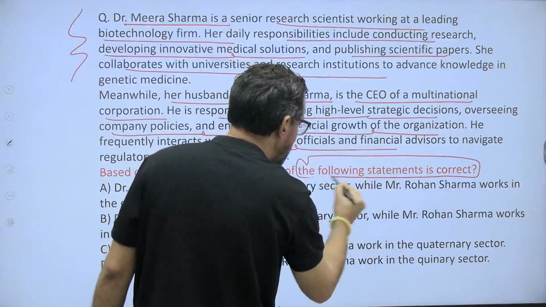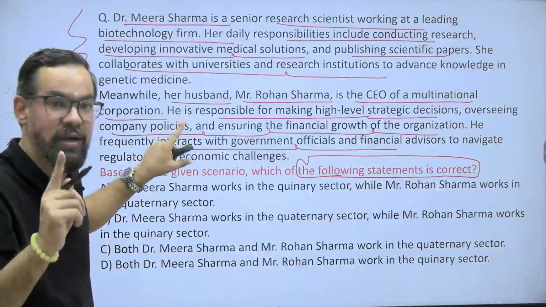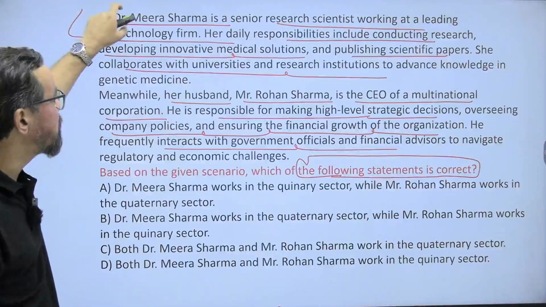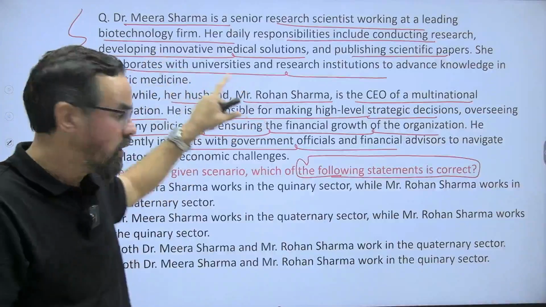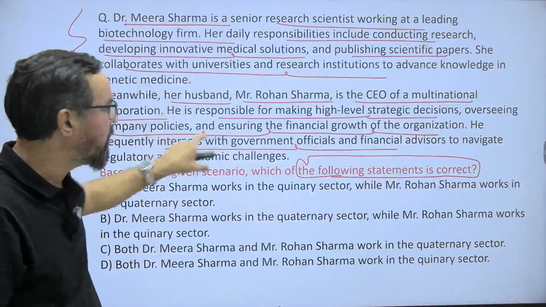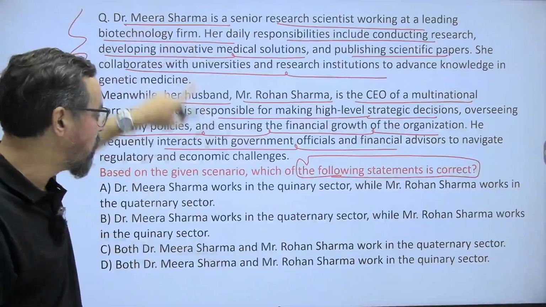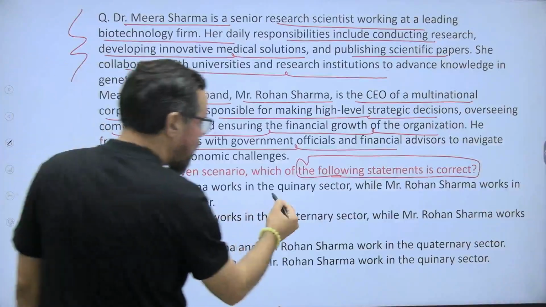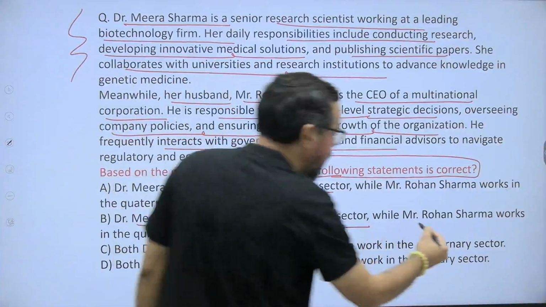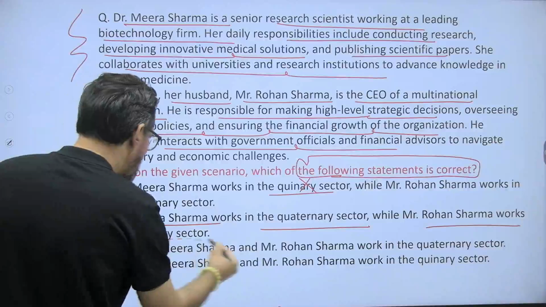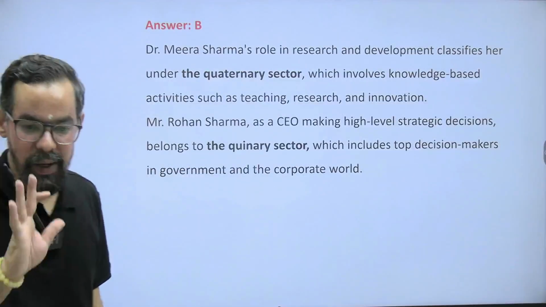Okay? So now you'll definitely see around 10 to 12 questions, a similar set of questions, and it is for a few marks. Now that means Dr. Meena Sharma works in the quaternary sector, and her husband, Mr. Rohan Sharma, works in the quinary sector. Okay? So quaternary, quinary. Dr. Meena Sharma works in the quaternary sector, and Rohan Sharma works in the quinary sector. So option B must be the right answer for this particular question. Getting my point, guys? Yes.